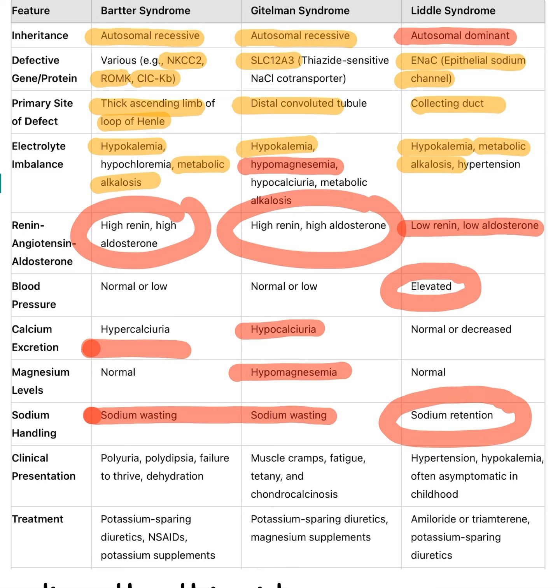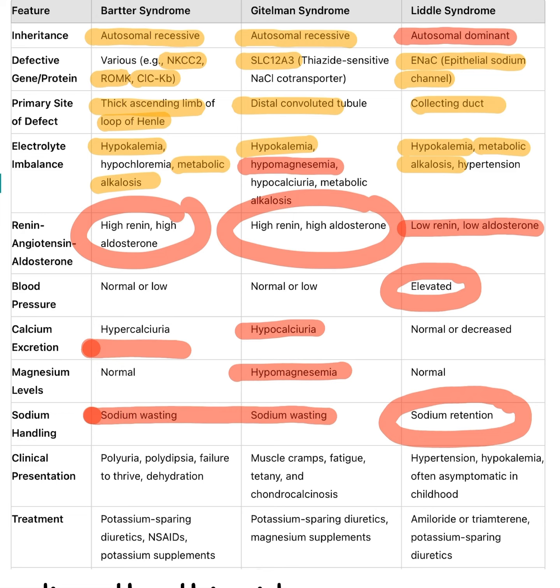How about the clinical presentation, guys? Bartter syndrome will present in early childhood or during infancy. Patients with Bartter syndrome can even have hearing loss. They'll have symptoms like failure to thrive, dehydration, because a lot of fluid is lost through the kidneys, polyuria, polydipsia. Gitelman syndrome will present a little later, and Liddle syndrome will present in adults.